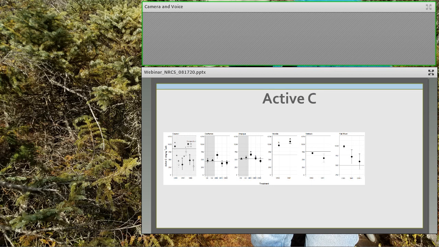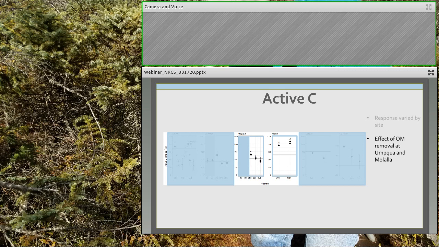In contrast to total carbon, the response of active carbon to treatments had more variability within and between sites. There was a significant effect of organic matter removal at Umpqua and Molalla, however oppositely so, with a decrease in active carbon with increased organic matter removal at Umpqua, and an increase in active carbon with increasing organic matter removal at Molalla.